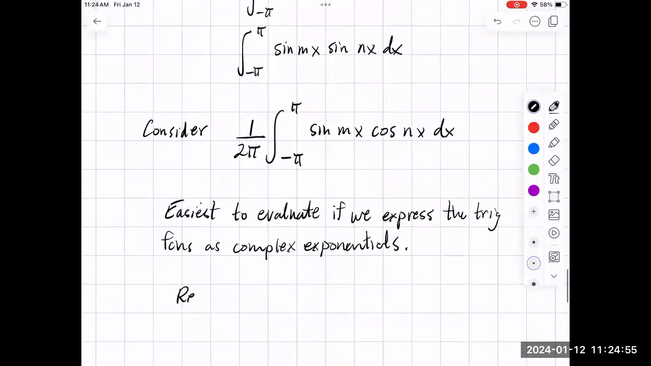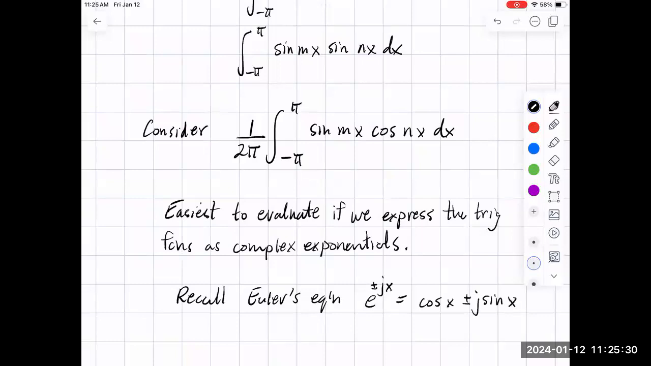So let's recall Euler's equation. Euler's equation, remember, was that e to the jx was, let's do plus or minus jx. Okay, if you like I better, we can do i. We're not in electronics anymore, so we don't get confused with current, but I always use j just because I'm used to it. But e to the jx was cos x, and then it was plus or minus j sine x. So if you take the plus sign here, you take the plus sign here. If you take the minus sign here, you take the minus sign here.